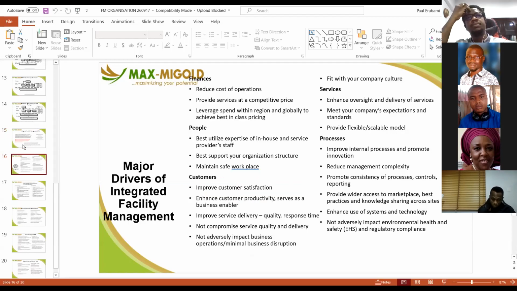Okay, so apart from costs, you also have the ability to use the expertise of the service provider. They also have specialist solutions like safety that you may not have capacity for within. Your customers too, we also have the benefits of that quality response.